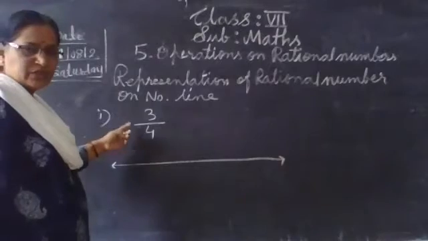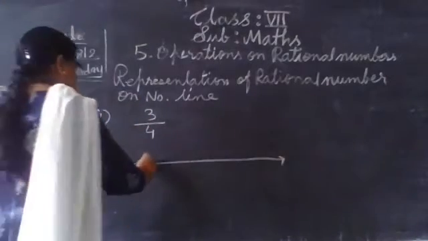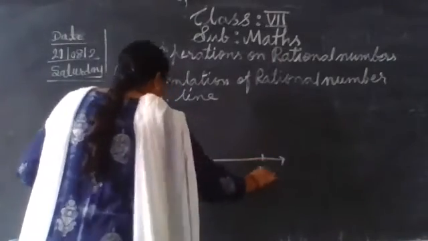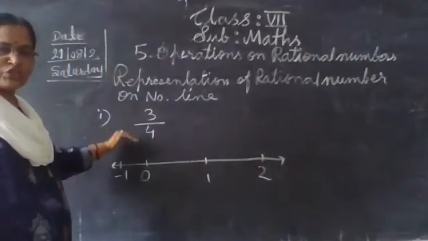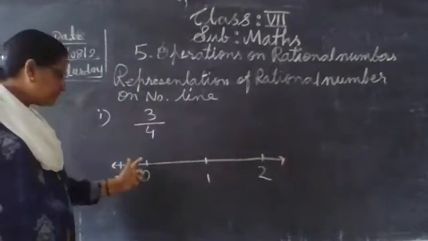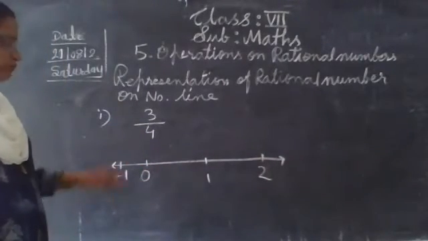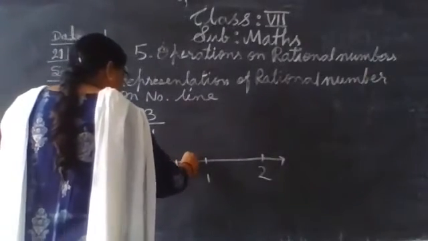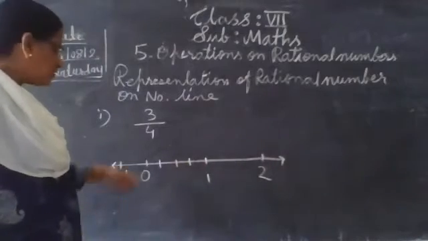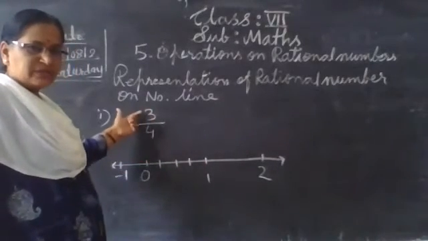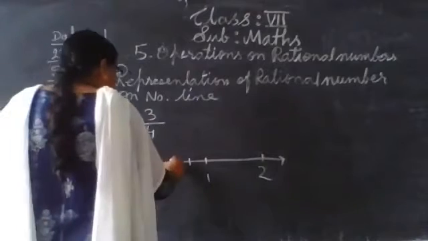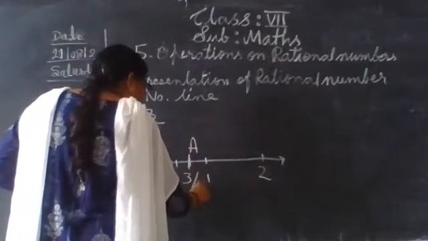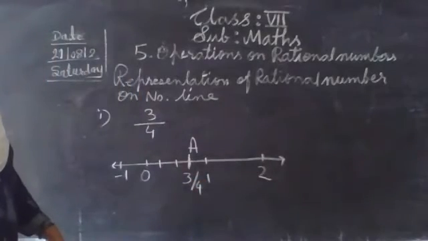And it is positive. So we need positive integers. 0, here is -1, 1, 2. See beta, denominator always shows the total number of parts. Means between 0 and 1 you have to make 4 equal parts. 1, 2, 3 and this one is 4. So out of this 4 parts, you have to select 3 parts. 1, 2, 3. So it is the point A where 3/4 lies. Got it, beta?